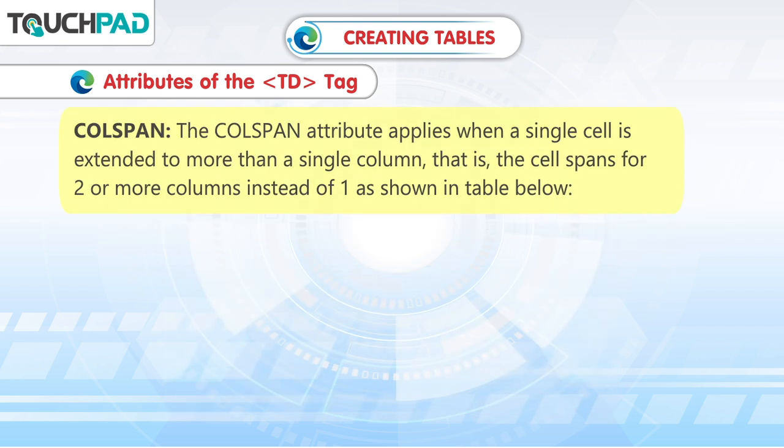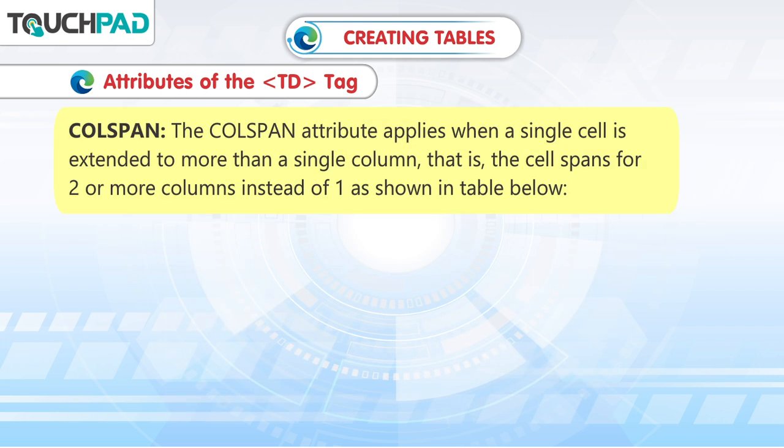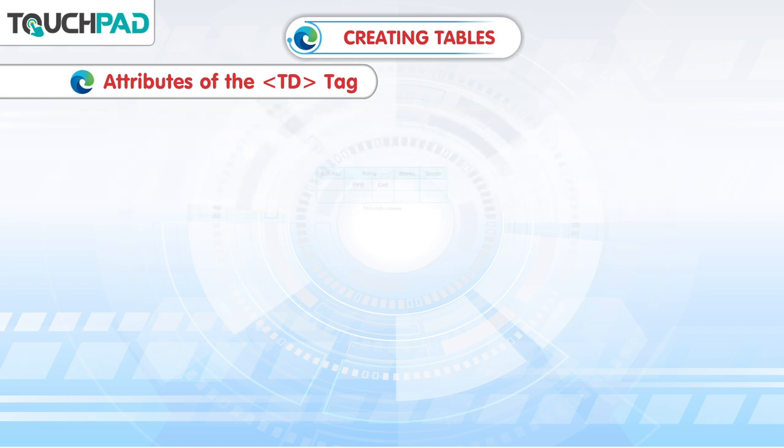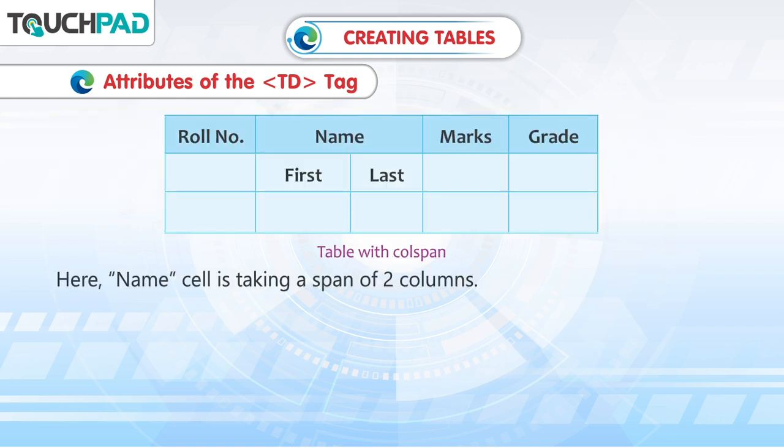Col span. The col span attribute applies when a single cell is extended to more than a single column. That is, the cell spans for 2 or more columns instead of 1, as shown in the table below. Table with col span. Here the name cell is taking a span of 2 columns.